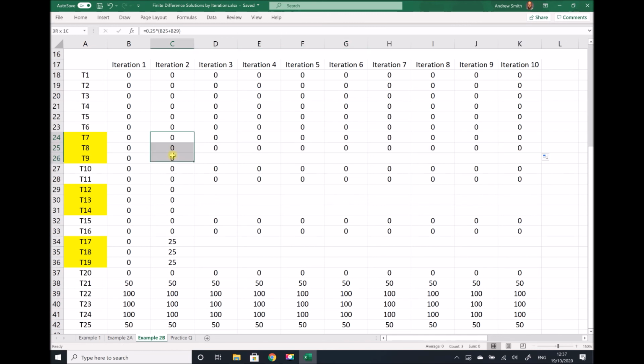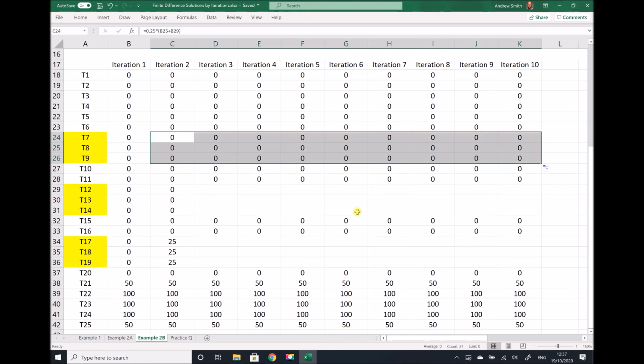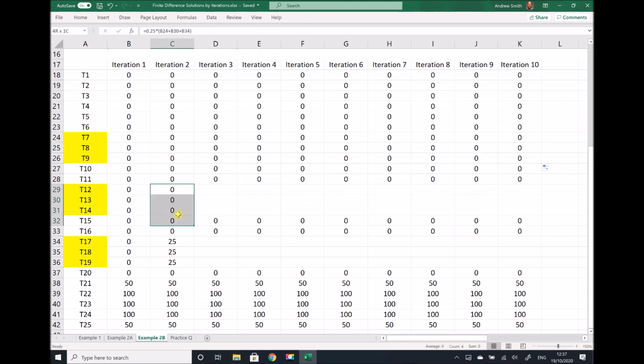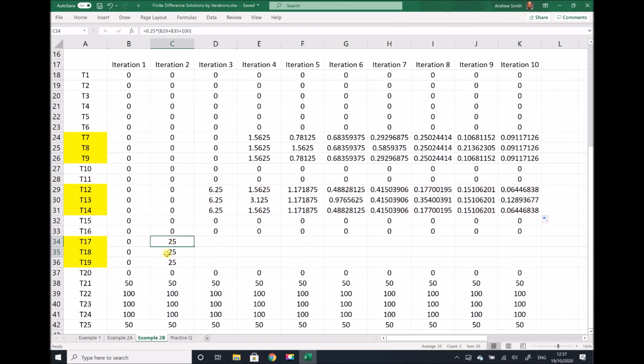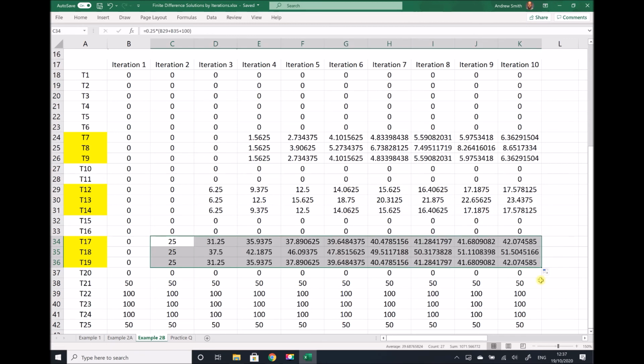We notice when we copy the formulas for T7 to T9 across that those values remain at 0, but that's because we haven't taken into consideration the changes in T12 to T14. Now we see some changes occur, but they're also both going to relate to T17 to T19. So when we copy those across, we're going to get a more complete picture. Now, what I want you to notice here is that T7 and T9 are the same, as are T17 and T19, as we would expect, because they're equidistant from the boundaries.